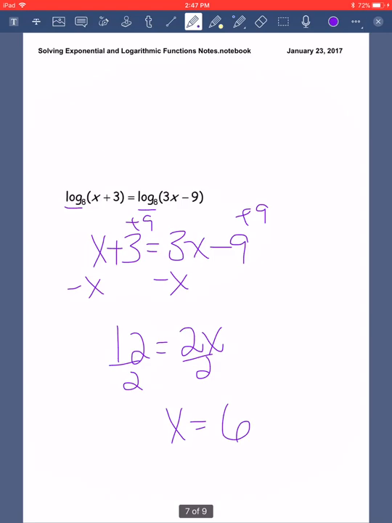And always double check. If I plug in 6 here, 6 plus 3 is 9. I can take the log of 9. And then plugging in 6 here, 3 times 6 is 18, minus 9 is 9. And I can take the log of positive 9 as well. So x equals 6 is my solution.